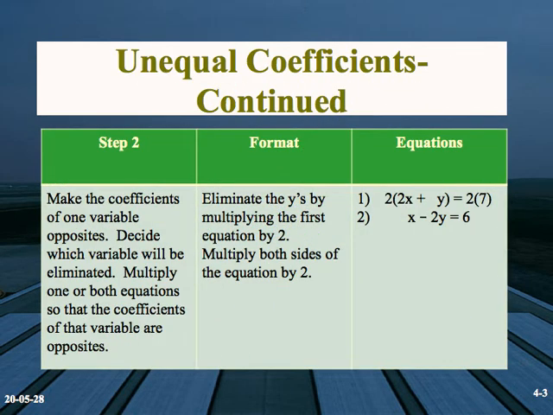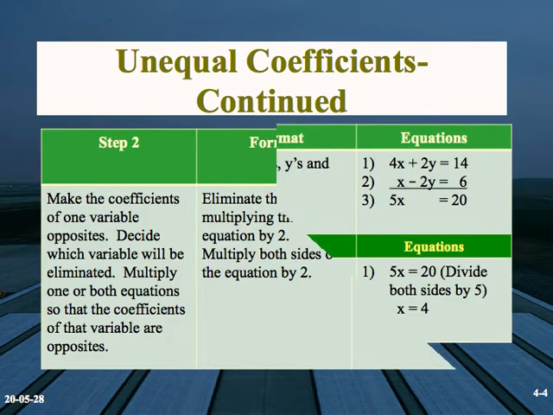Step 2. Make the coefficients of one variable opposites. Decide which variable will be eliminated. Multiply one or both equations so that the coefficients of that variable are opposites. Eliminate the y's by multiplying the first equation by 2. Multiply both sides of the equation by 2. So the first equation is 2 times 2x plus y equals 2 times 7. Second equation, x minus 2y equals 6.